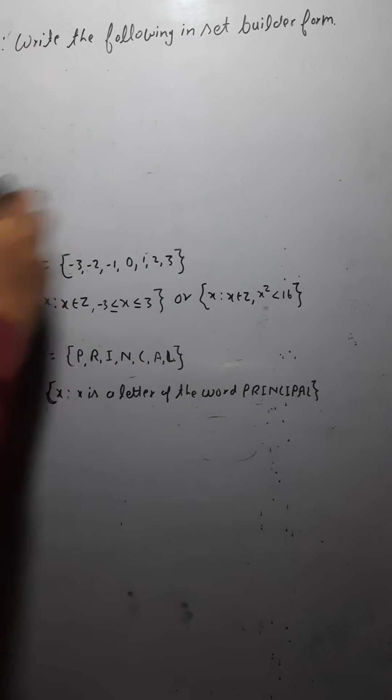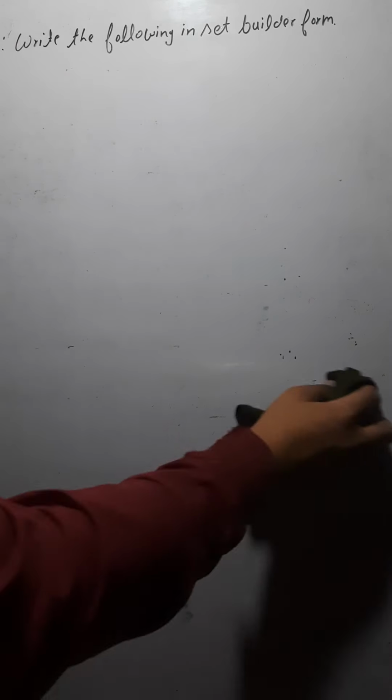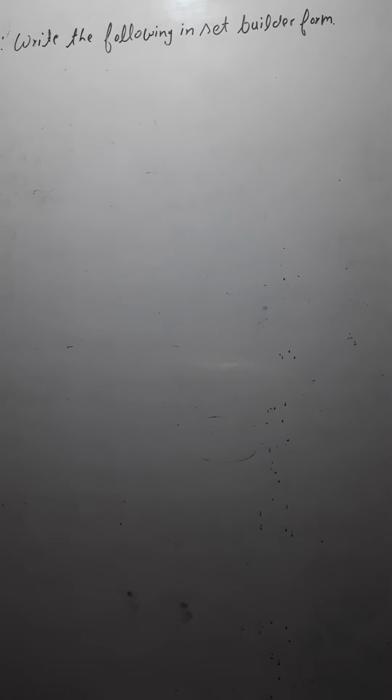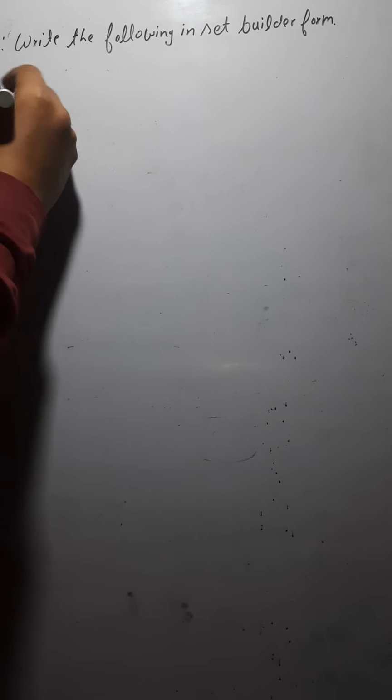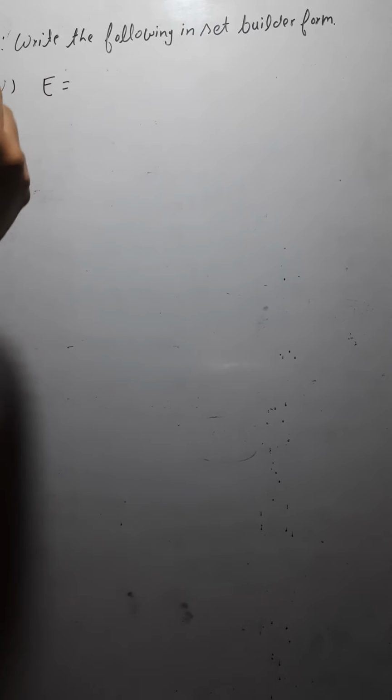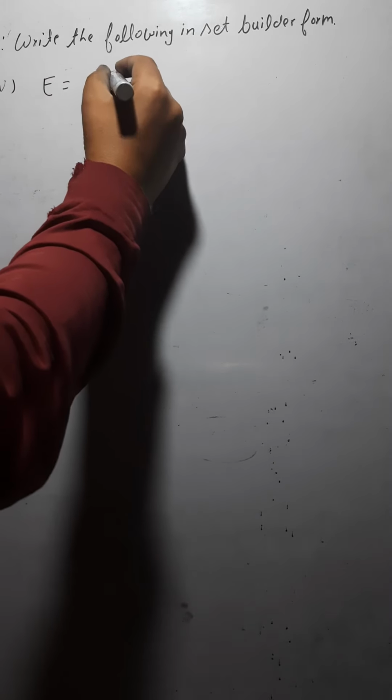Now if you see, I have two new questions here for you. Question number 1 is, you have the set, let's say fifth. You have the set E, and the set E contains only one element, that is 1 here. So how do you represent this in set builder form?